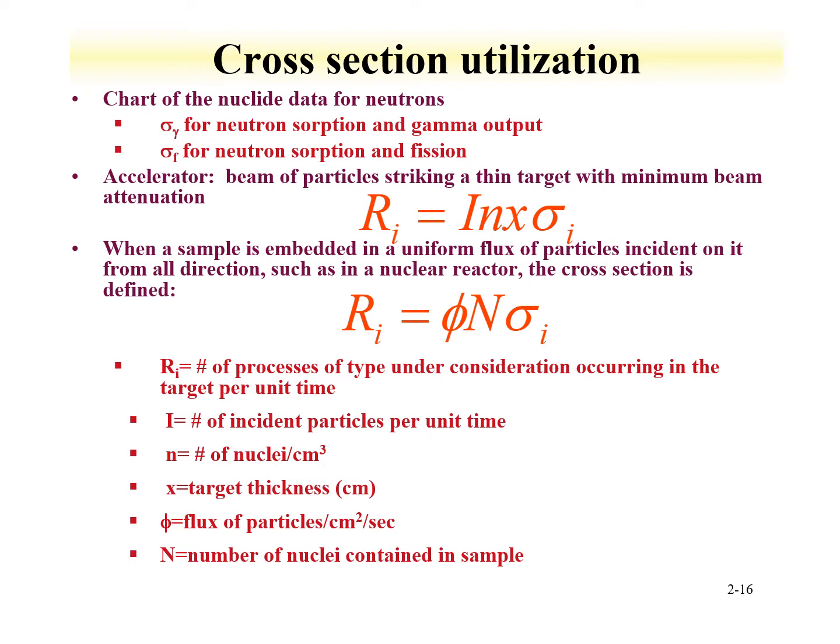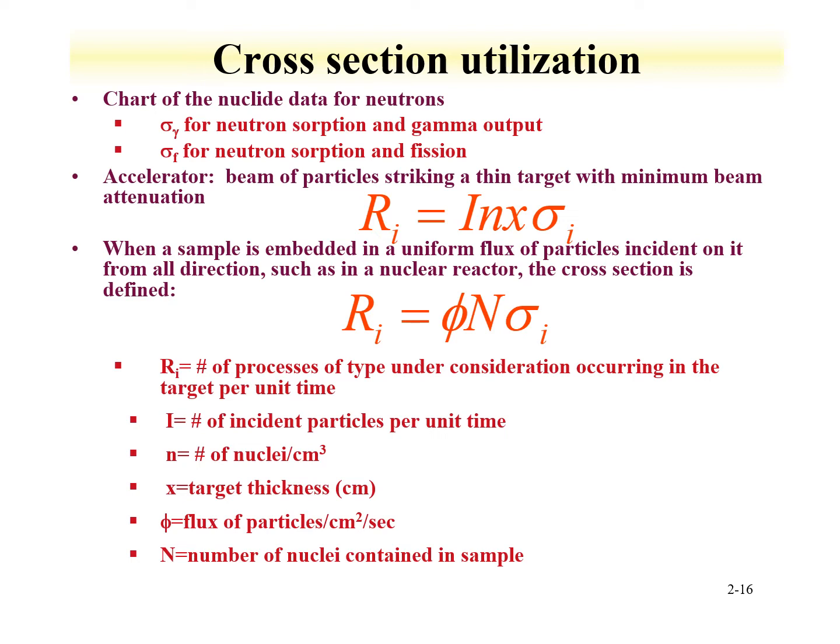But there's also cross-sections for accelerator reactions. So in an accelerator reaction, a beam of particles strikes a thin target with a minimum beam attenuation. So the energy loss as the beam travels through the target can be neglected for this equation to be valid. And that's important because for accelerator-based reactions, the cross-section is a function of the projectile energy. For a given reaction, the change in cross-section with energy is called an excitation function, and we will discuss this in more detail later in the course.